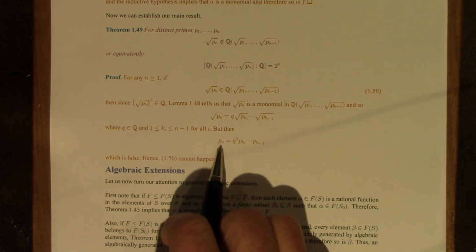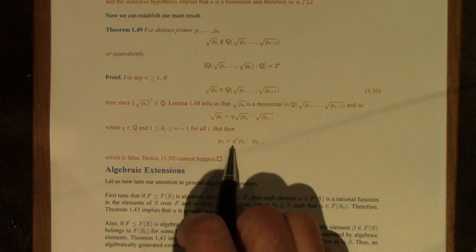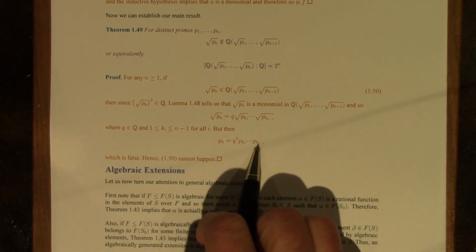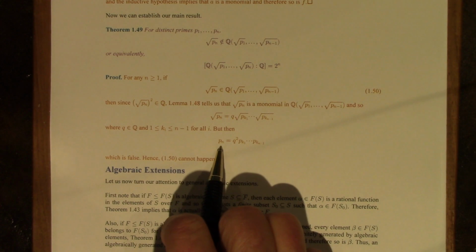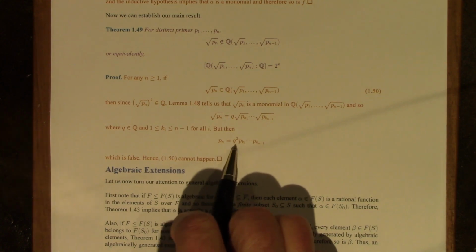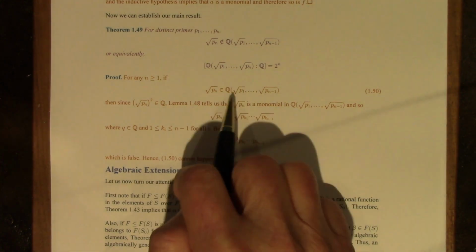But then, if we square, we get Pn is Q squared, which is rational times a product of primes different from Pn. And this, of course, is false. So this cannot happen.